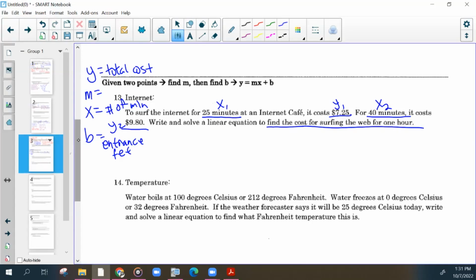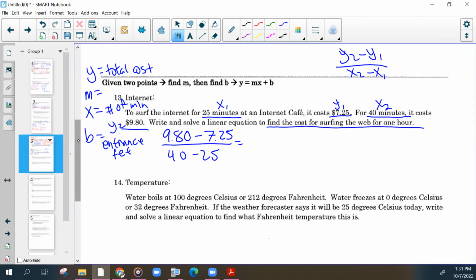So we have y2, let me write that just in case we've forgotten, y2 minus y1 over x2 minus x1. So this would be 980 minus 725 over 40 minus 25. This would give us 2.55 over 15, which, if we divided, would give us 0.17. That 0.17 would be the cost per minute. So Y represented our total costs, X represented our total minutes. This would represent cost per minute.